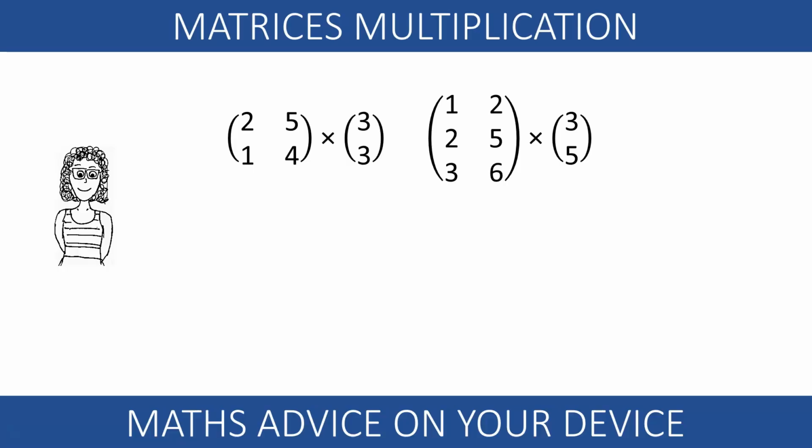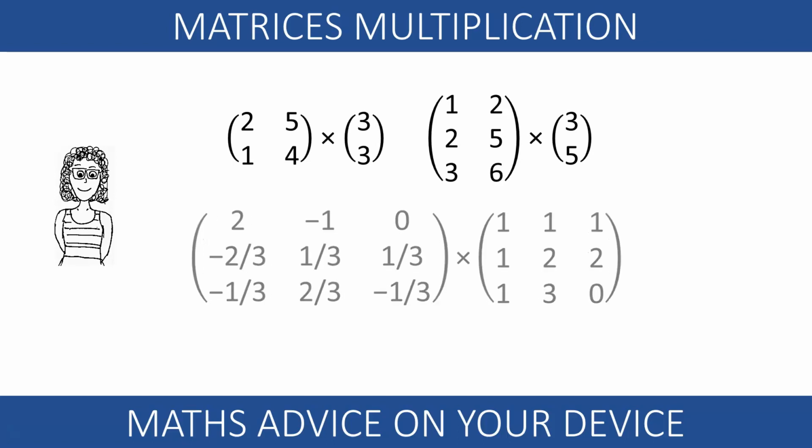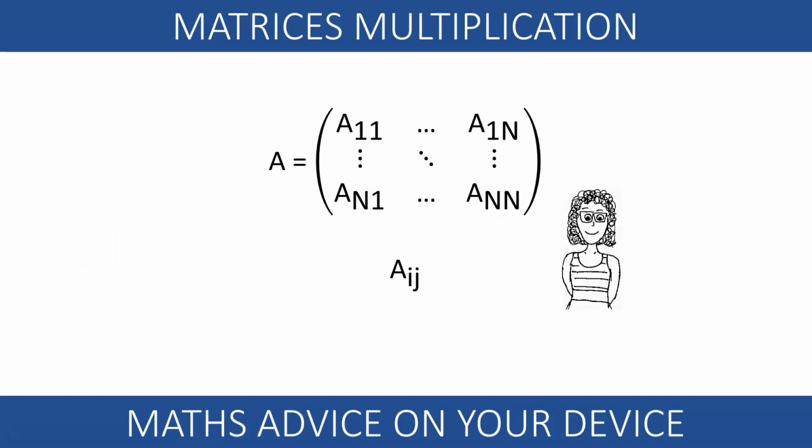In this video, we multiply a 2 by 2 matrix and a 3 by 2 matrix by a 2 by 1 and two 3 by 3 matrices together. A matrix is a two-dimensional array of elements. Each element can be identified by two indices.